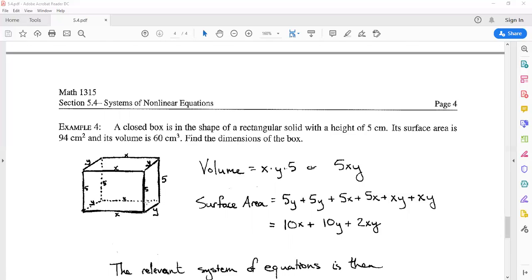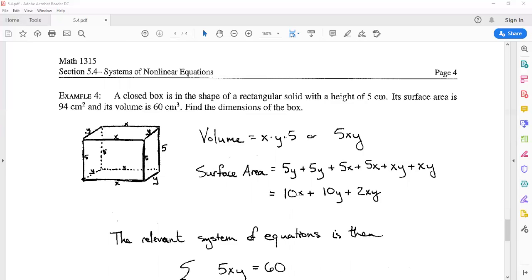And then the surface area of the box you get by just adding the areas of all 6 pieces that go into this box here. So we have the sides of the box are each an area of 5 times y. So we get 2 of those. Then we have the front and back of the box. Those are each an area of 5 times x. Okay, so we get 2 of those in our surface area formula. And then we have the top of the box and the bottom of the box, and those are each area x times y. So we get 2 of those contributing to our surface area formula.